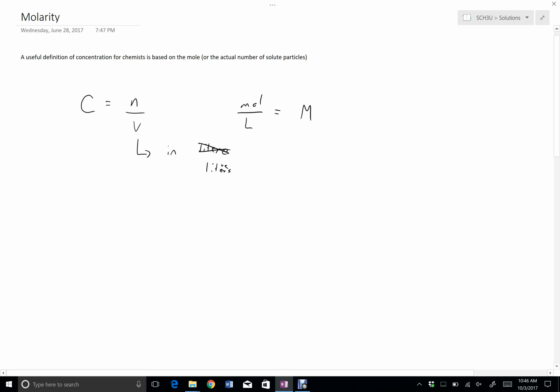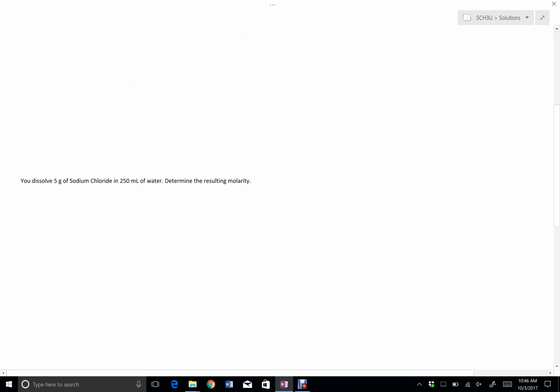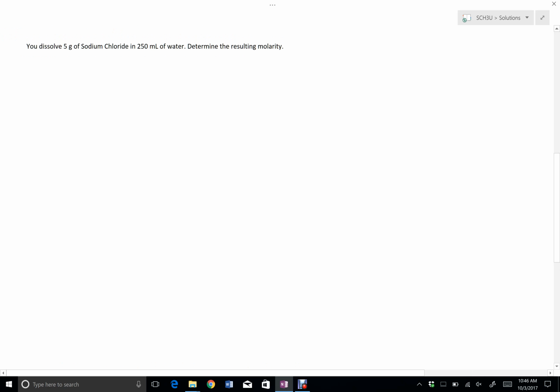Anyway, so concentration is moles per volume. Let's look at that for a couple examples here. So let's say you took 5 grams of sodium chloride, you dissolved it in 250 milliliters of water. What would the resulting molarity of that be?